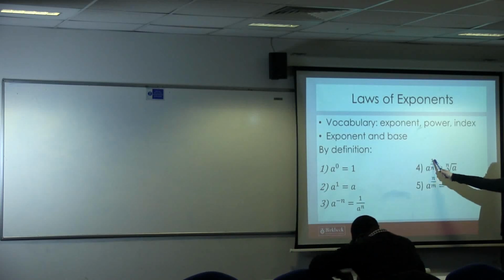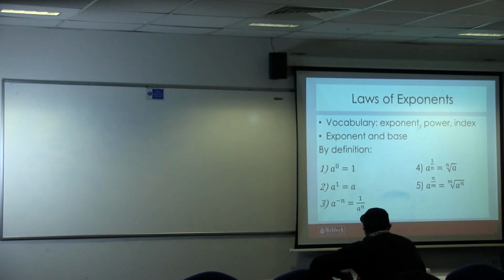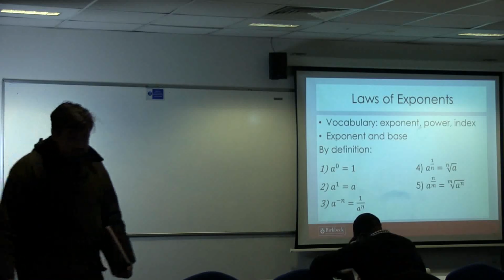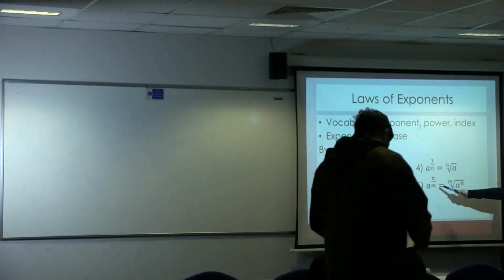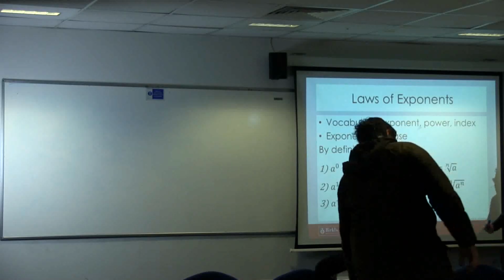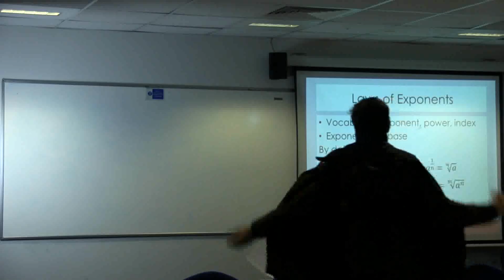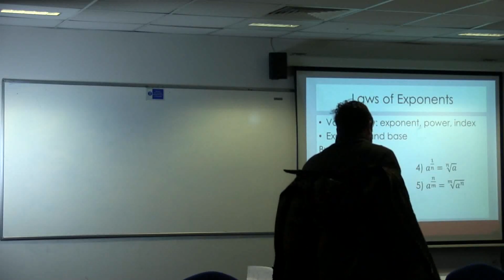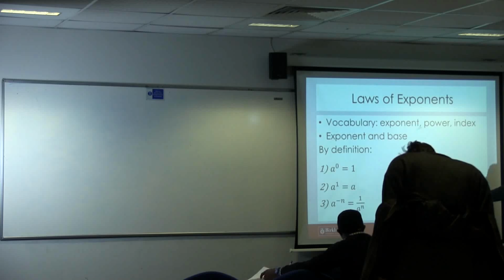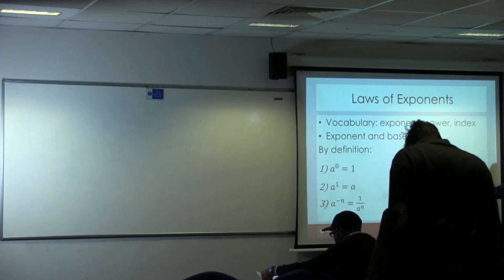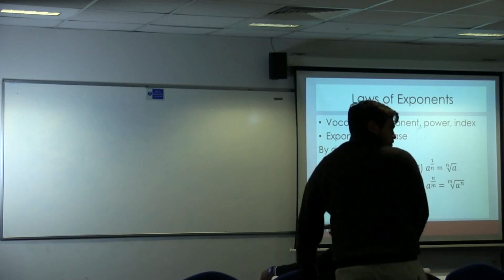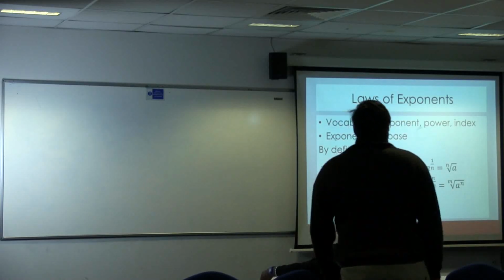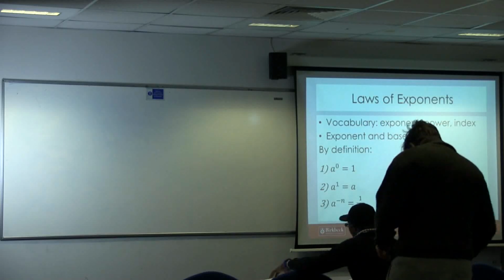A fractional power, a 1 over n power, is the same as the nth root. So a square root would be the same as a half power, and so on. Now if you have an n over m power, that's mixing together the powers and the roots. Always the denominator is your root and the numerator is your power. Okay, these are rules that you have to know. Without them, it will be quite difficult to manipulate things.